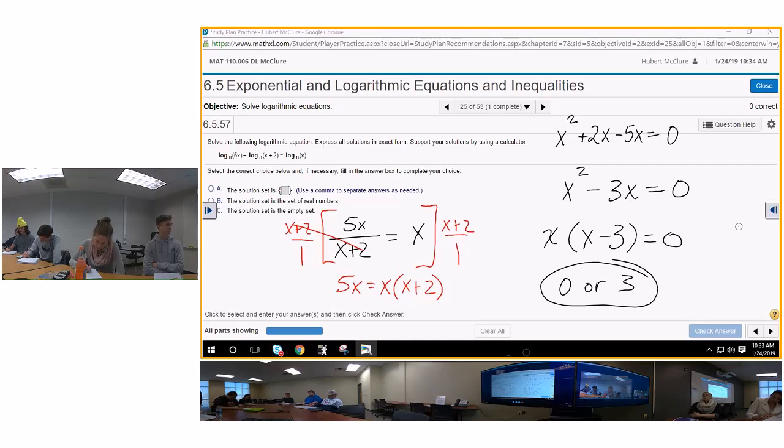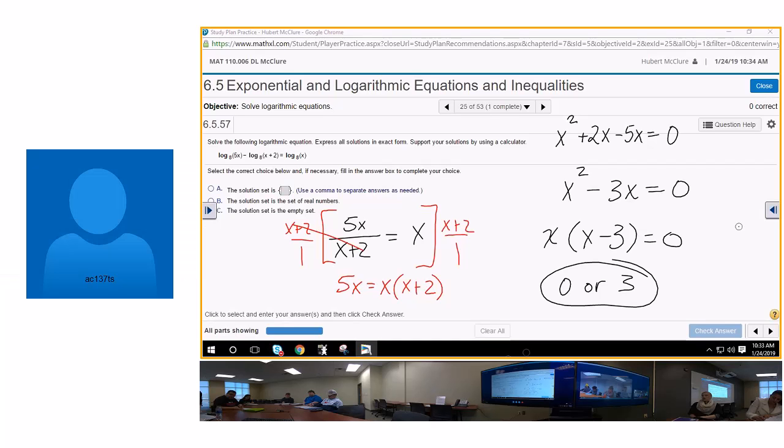And you can take the log of 3, and you can take the log of 0. So both of them are possible answers, since you can take the log of a positive number.